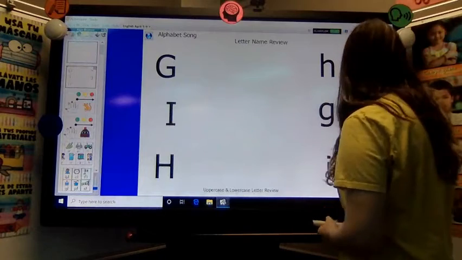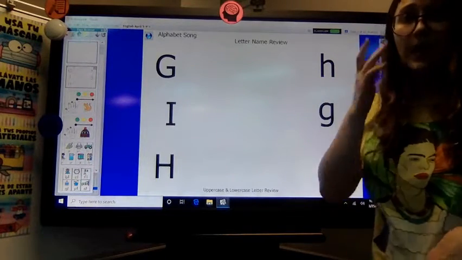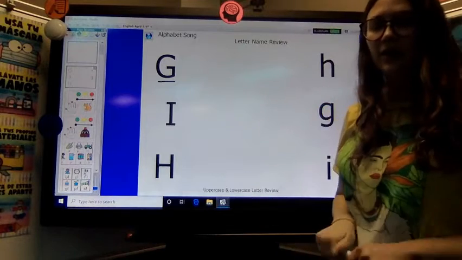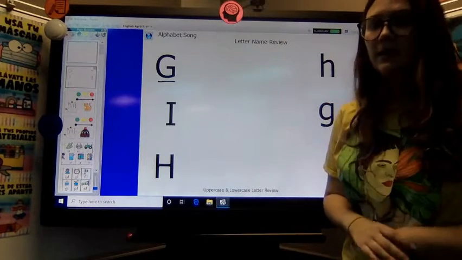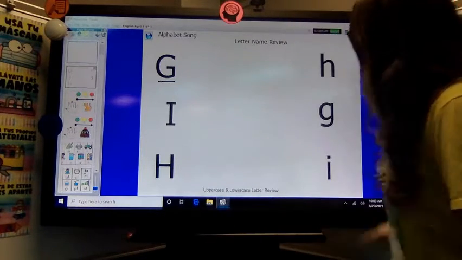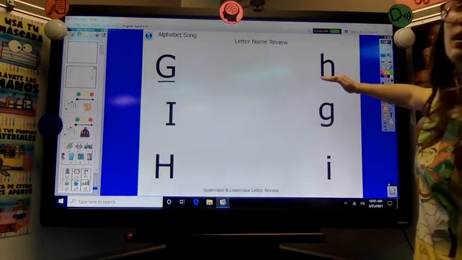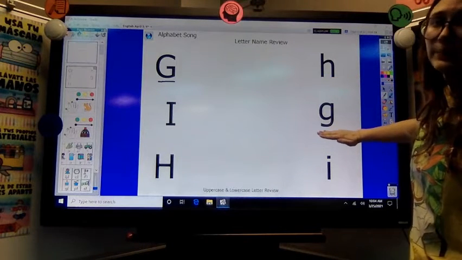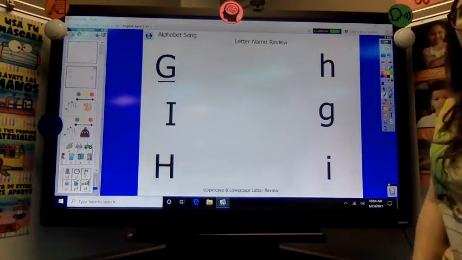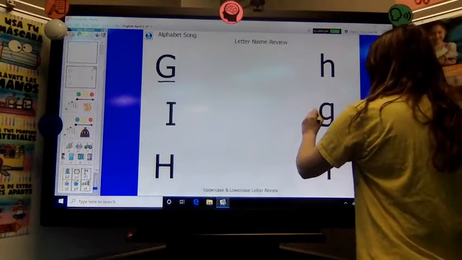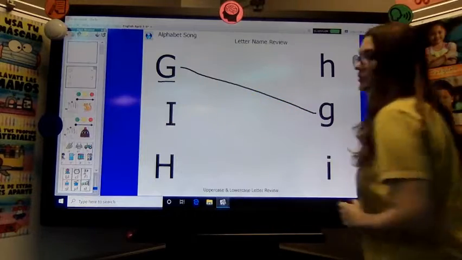So let's go ahead and connect the letter to its matching buddy. What is the name of this letter here? G, right? Like goat, G. Now let's look over here on our lowercase letters. Is our lowercase g on the top, in the middle, or on the bottom? It's in the middle. Great. So I'm going to connect the little g to the big G.